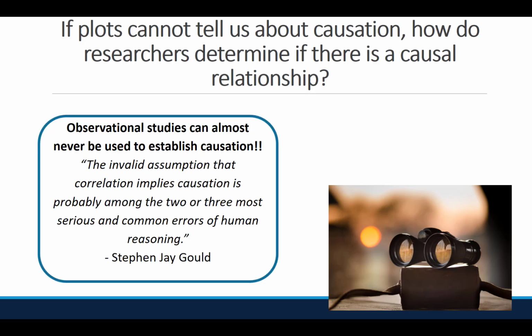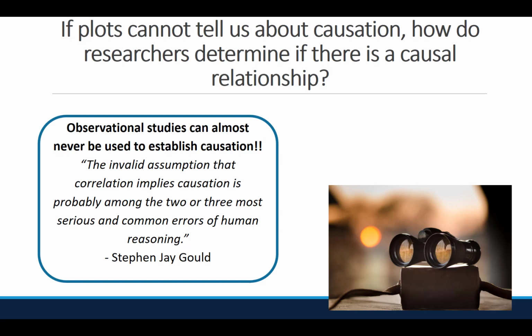When a researcher collects data by actively controlling the explanatory variables, we call the study an experiment. To establish causation, the researcher must collect the data through an experiment. The reason is that experiments can help prevent confounding. This brings us to an important fact. Observational studies can almost never be used to establish causation.